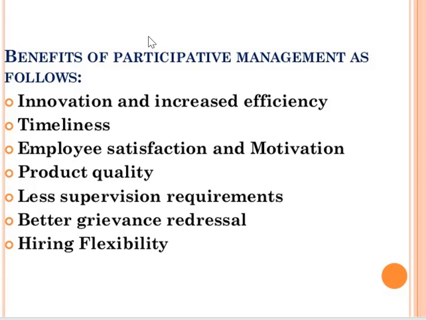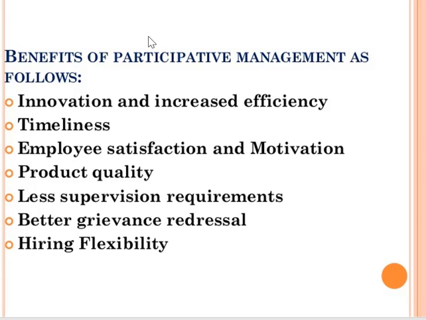Next, less supervision requirements. There is greater focus on management of self, with due emphasis on widening one's skill set. One of the major benefits of this is that there is a lesser need of supervision and support staff. So moving on to the next, it is better grievance redressal.